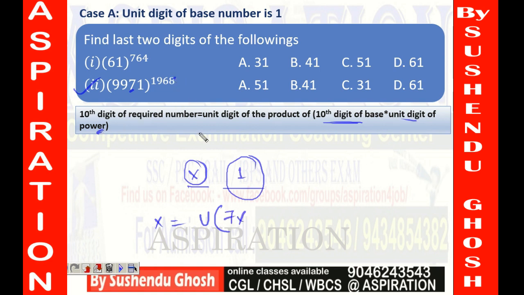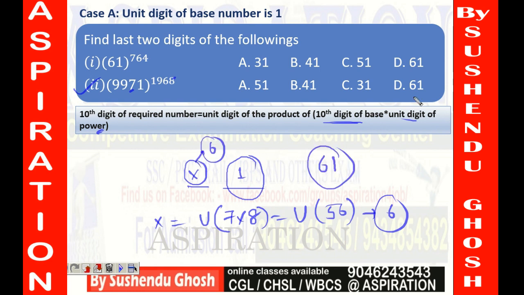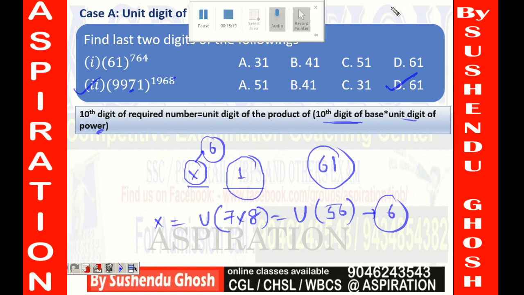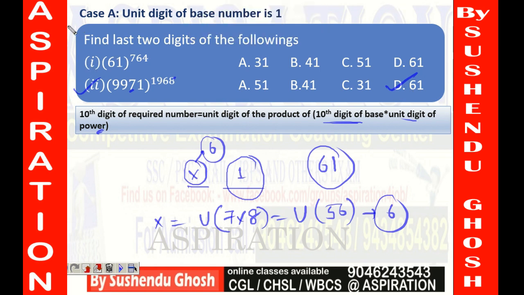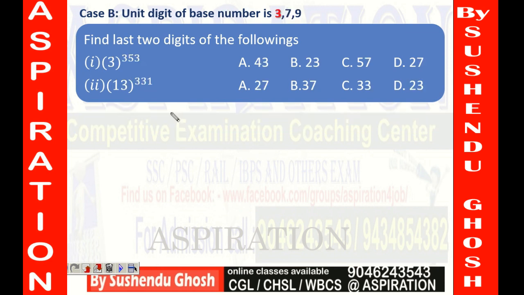What is the unit digit of the power? That is 8. So the unit digit of 56 means 6. So here x means 6. So the last two digits will be 61. So option D is correct. I hope this is clear for case A, whenever you have 1 in the unit place of the base number. We are moving to the next slide.